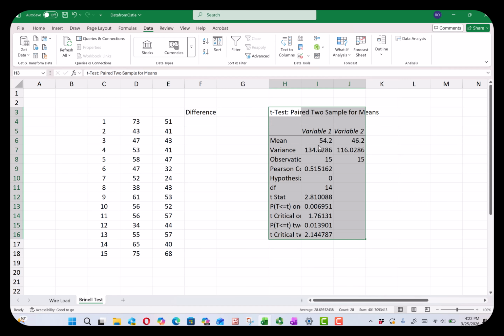Click OK, and here is the sample result. The means for each of the two, the variances for each of the two. This is just the square of the standard deviation. The number of observations, but here the number of degrees of freedom is 14, and this looks like 15 minus 1, but it really isn't. There's a complicated calculation that goes into this, so you don't really need to know about it. You just need to look at the table and see what the degrees of freedom are.